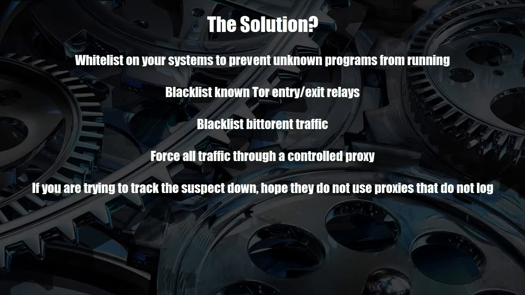So you're going to deny all except only the specific trusted. Blacklist all known Tor entry-exit relays. Blacklist BitTorrent traffic. And then force all your traffic to go through a centralized proxy that requires authentication. What this authentication will then do is allow you to, again, minimize unknown traffic. If you're trying to find somebody from the outside, this gets a lot more difficult. What you're hoping for from an investigation standpoint is that they're either not using a proxy or not using encryption, and you'll be able to immediately tie them back to the original IP address.